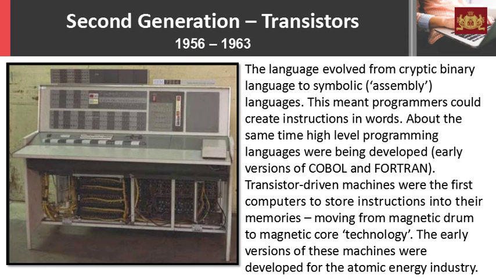Transistor-driven machines were the first computers to store instructions in their memories, moving from magnetic drum to magnetic core technology. The early versions of these machines were developed for the atomic energy industry.